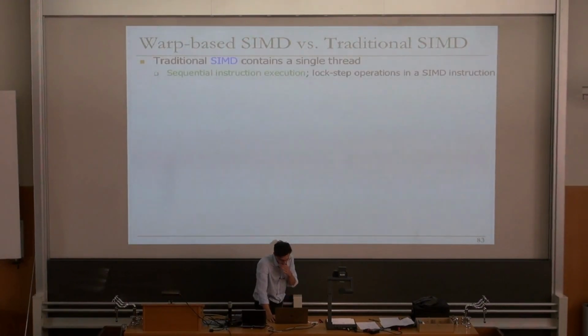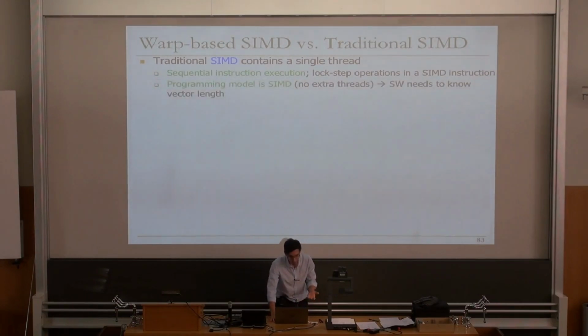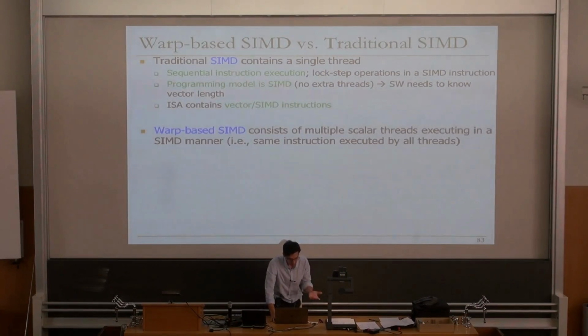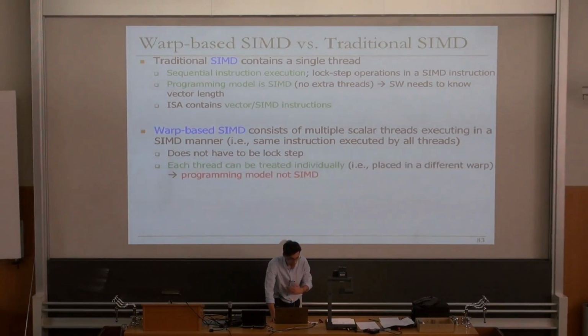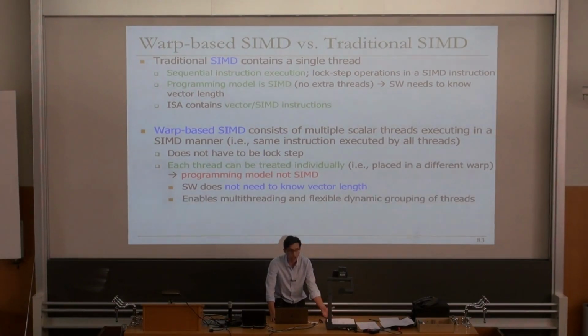In traditional SIMD, we have one single thread. We have sequential instruction execution, operations executed in lockstep. The programming model is SIMD. In GPU, warp-based SIMD, in principle, they don't have to be executed in lockstep, but actually they are, because these warps are SIMD units indeed. And each thread can be treated individually. And we don't need to know the vector length.